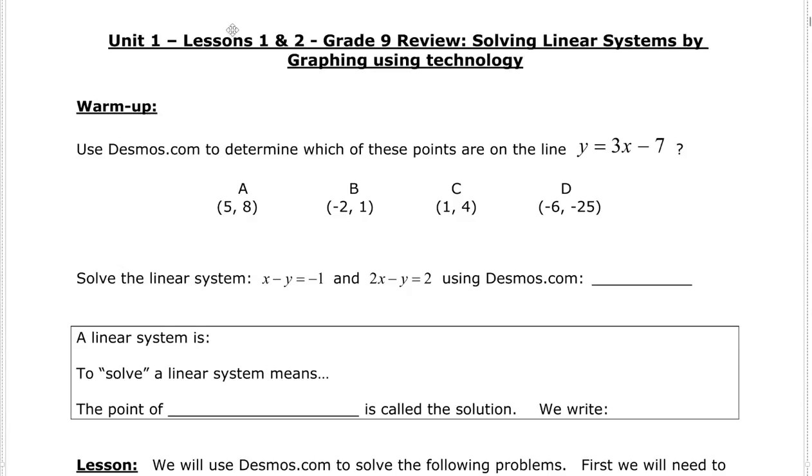So Unit 1, Lesson 1 and 2, a grade 9 review on solving linear systems by graphing using technology. So here's our warm-up. Can we determine which one of these 4 points, A, B, C, and D, are on the line y equals 3x minus 7? And we're going to use a tool called Desmos to help us determine this.